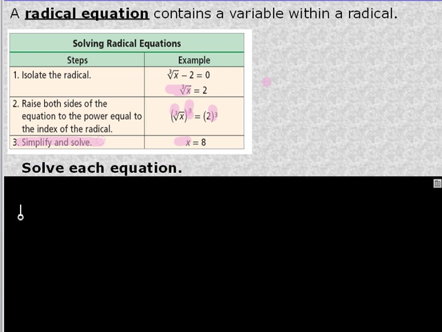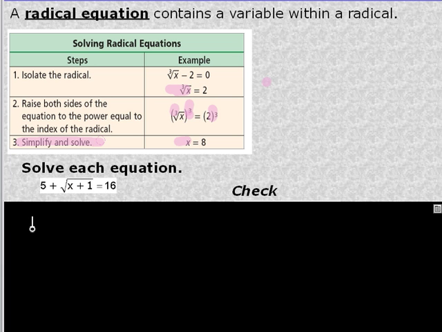And just like rational equations, you should, by just practice, always check your radical functions because they can have invalid or extraneous roots as well. So we're going to begin by showing some simple examples, and then we're going to go into some of the more complicated examples where we will find extraneous roots. All right, solve each equation.